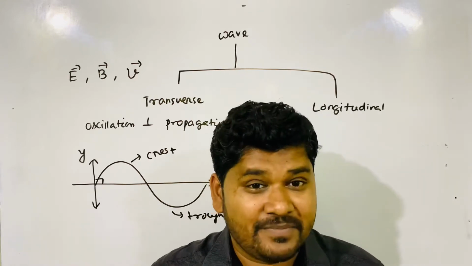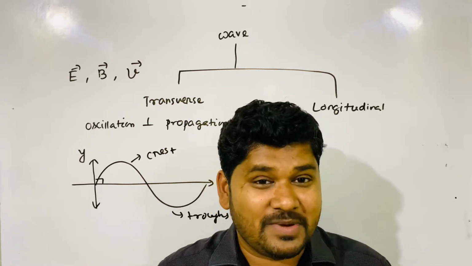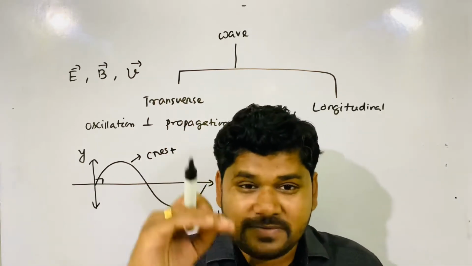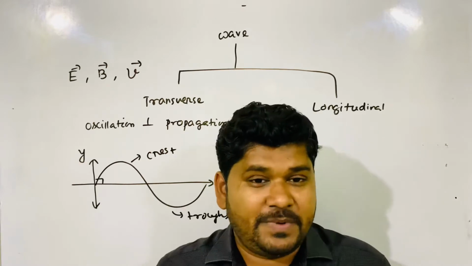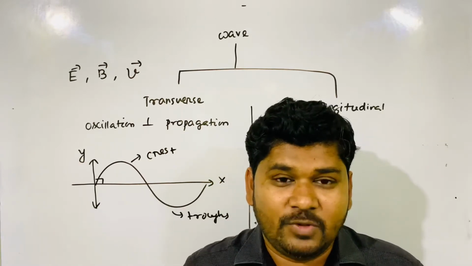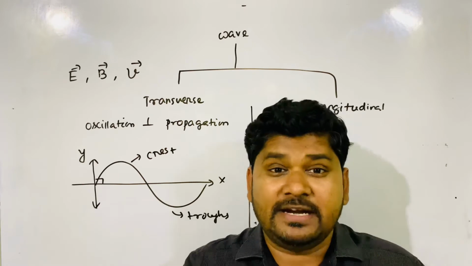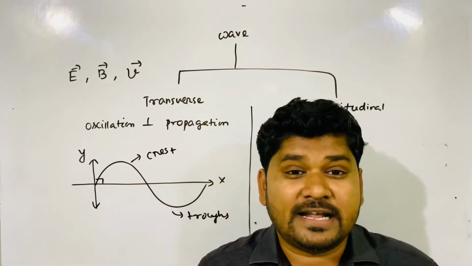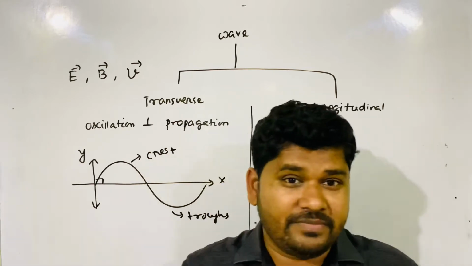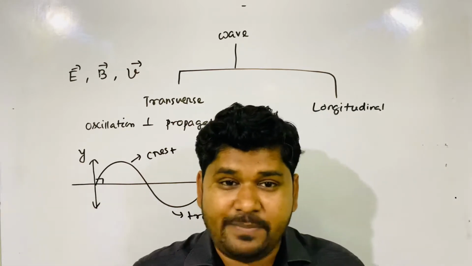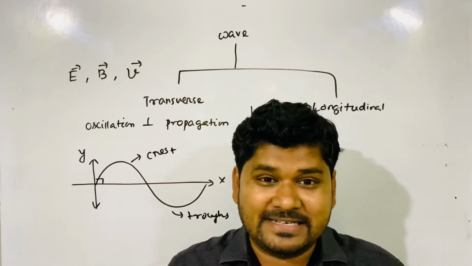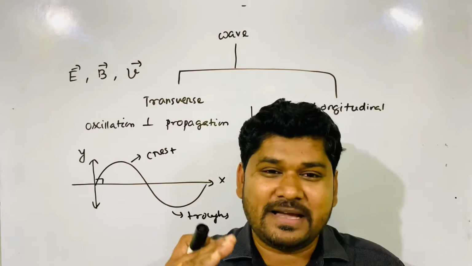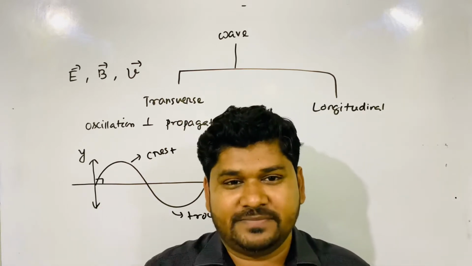So all three are mutually perpendicular to each other in an electromagnetic wave. That's why the electromagnetic wave is called a transverse wave, because the electric field oscillation is perpendicular to propagation. No particles are there. The electric field and magnetic field oscillate, but perpendicular to propagation. You know, visible light is a part of the electromagnetic wave. Light is a transverse wave because the electric field and magnetic field oscillations are perpendicular to propagation.